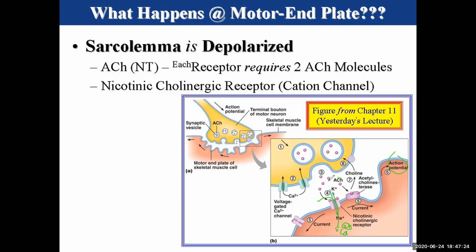And once ACH has done its job, it is neutralized by an enzyme, acetylcholine esterase, which cuts it into acetic acid and choline. Choline is recycled back to make more ACH. That action potential spreads throughout the muscle, going into the T-tubule, recognized by the sarcoplasmic reticulum, and the sarcoplasmic reticulum releases calcium into the sarcoplasm. I'm repeating on purpose. The best way to remember and to learn is through repetition, right?